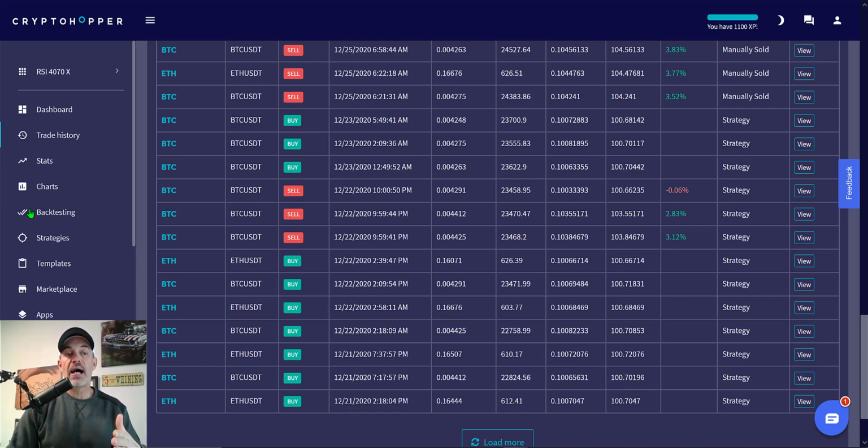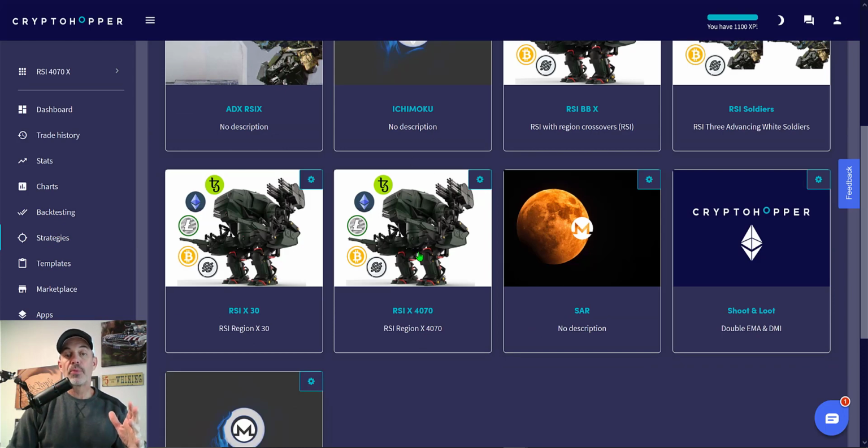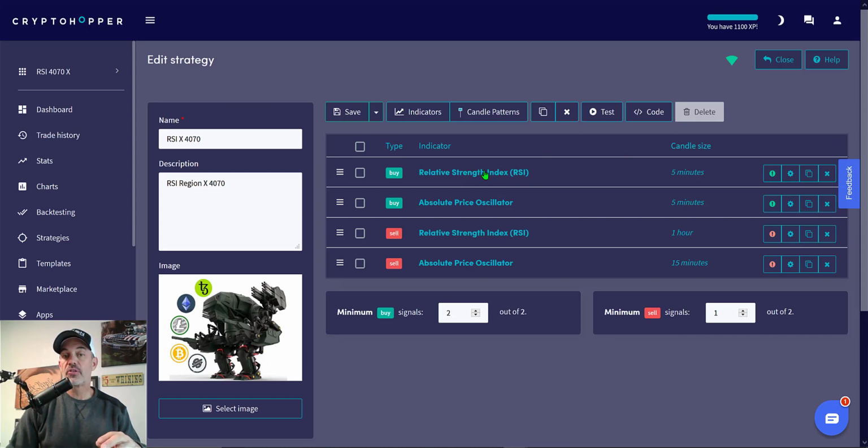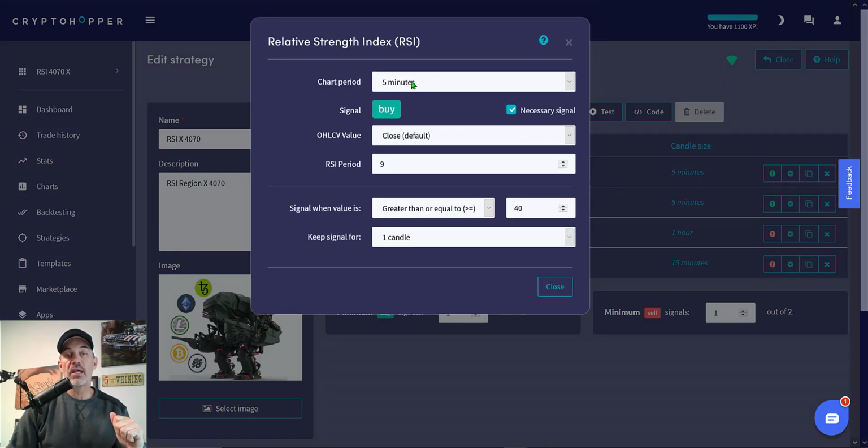The driving force behind this bot, if we click over here on strategies on the left-hand side of the toolbars, the strategy that I have deployed is the RSI cross 4070. If we dive a little deeper into the strategy, you can see my RSI for the buy side is configured on 5-minute candles, which is very aggressive. I'm working with the RSI period of 9, and I need the value to be greater than or equal to 40 on RSI, and I'm keeping the signal for 1 candle.